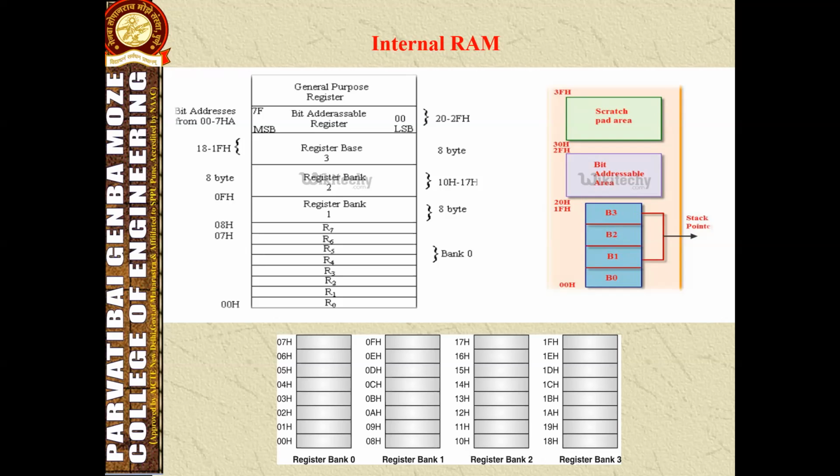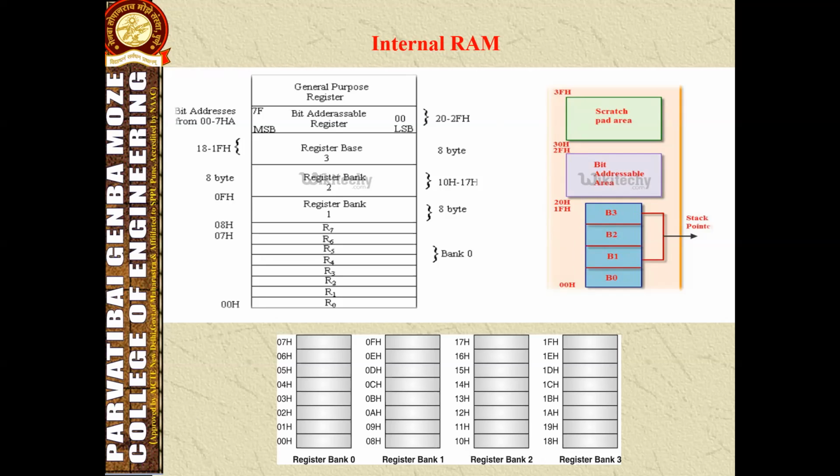So the 8051 microcontroller has 128 bytes of internal RAM, and this internal RAM is organized in three distinct areas.